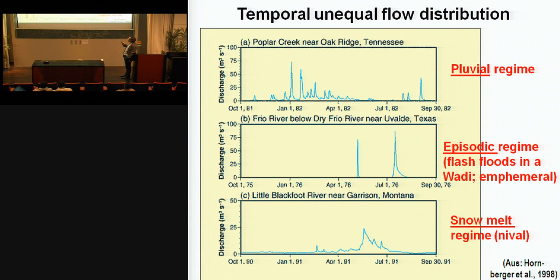Maybe it is even zero here. I can't see it. And then some events depending on some heavy summer rainfall. And you can have very heavy summer rainfall also in Tennessee. An episodic regime is like the ephemeral system, which I just showed before.